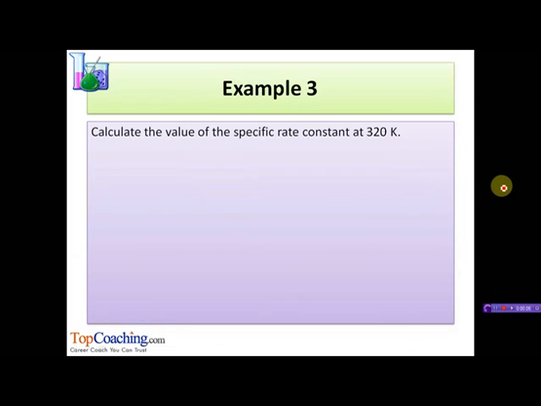The third part of the question says that calculate the value of the specific rate constant at 320 K. So we can write log K is equal to log A minus EA upon RT. Now we have to calculate this K. We have calculated the value of A, that is the frequency factor, and EA, that is the activation energy. And since we made the assumption that their value does not change if the temperature does not vary much, we will assume that A and EA remain the same for all the three temperatures, that is 300K, 310K, and 320K.